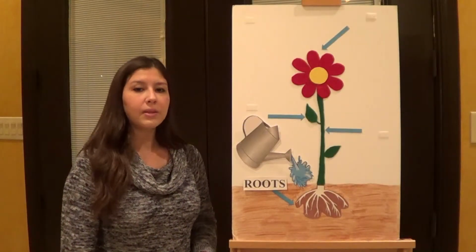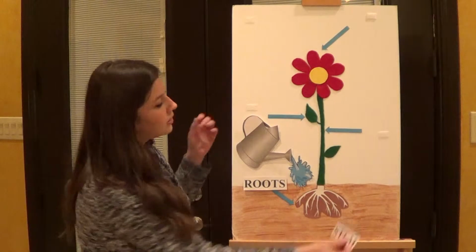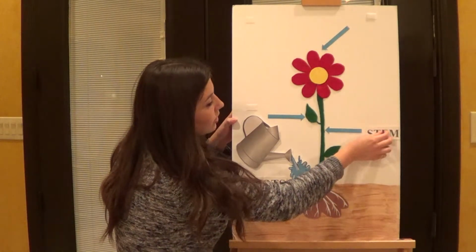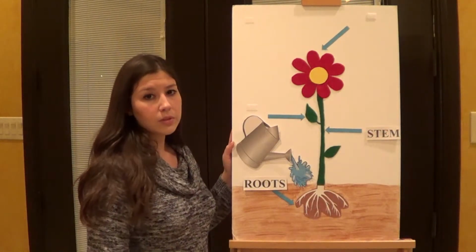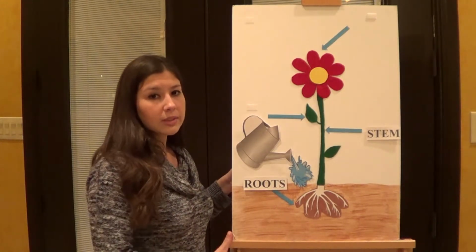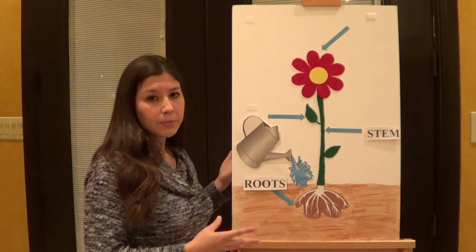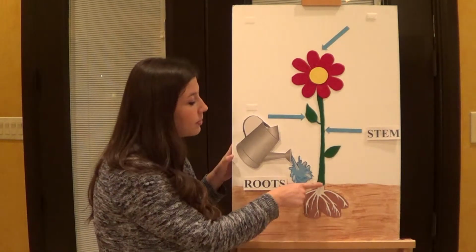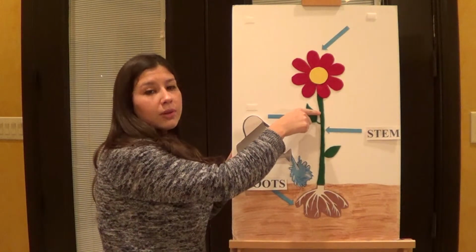The next part of the plant that I want to talk to you about is the stem. The stem, just like the roots, plays a really important role. Once the roots have soaked up as much water as the plant needs, the stem carries it to the rest of the parts of the plant.